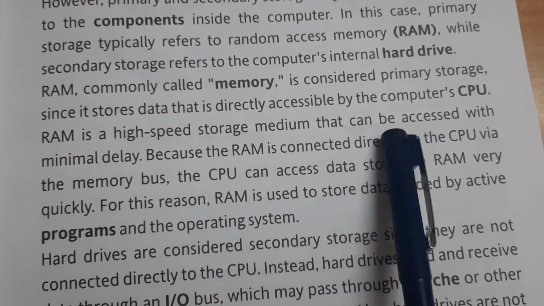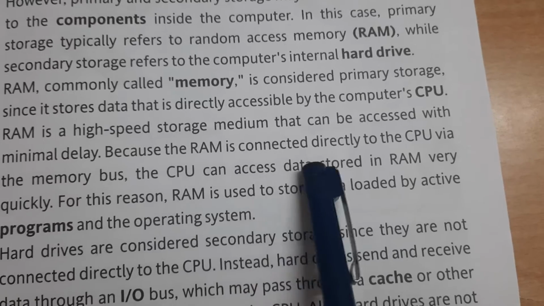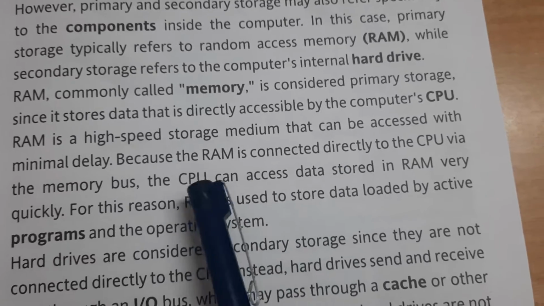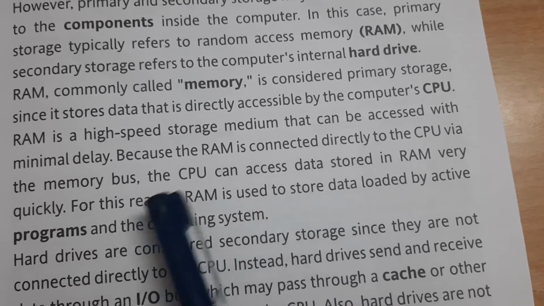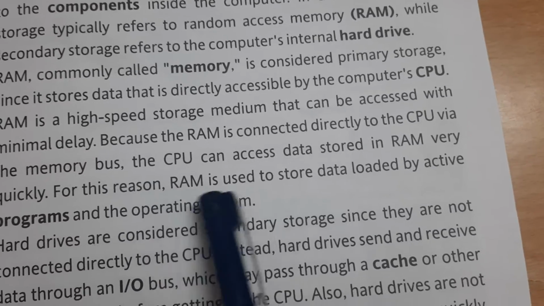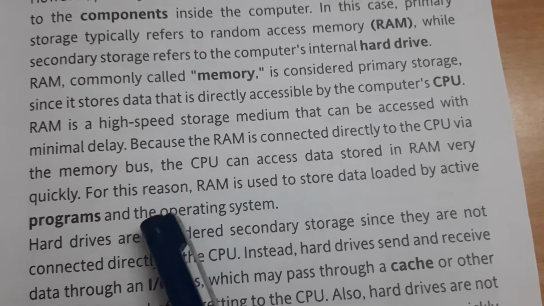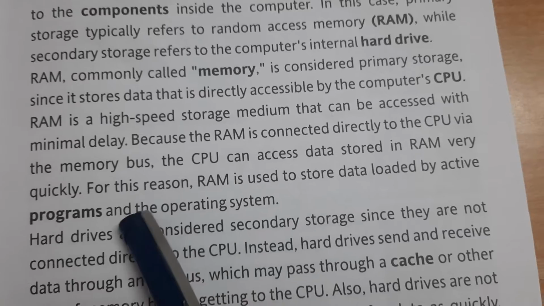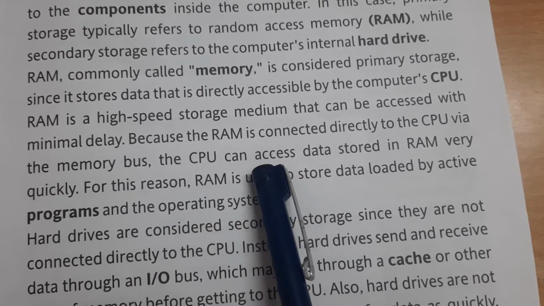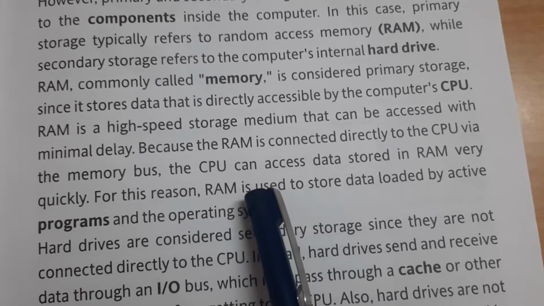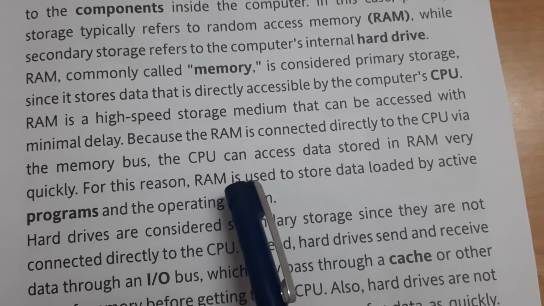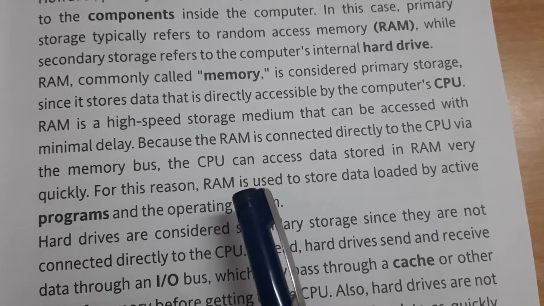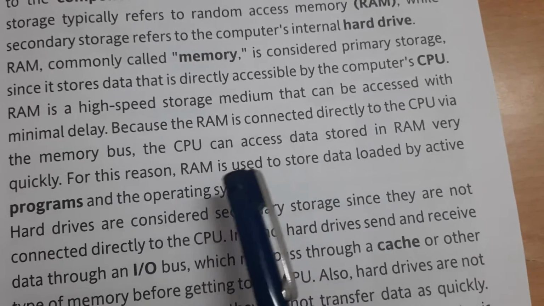And there is no delay when we want to access the information, because the RAM is connected directly to the CPU via the memory bus. Means RAM is directly connected to CPU, so the CPU can access data from RAM very quickly. For this reason, RAM is used to store data loaded by active programs and the operating system, which go to RAM first. Like if you are working on Paint, an active program, and you have drawn a painting, it is going to RAM.